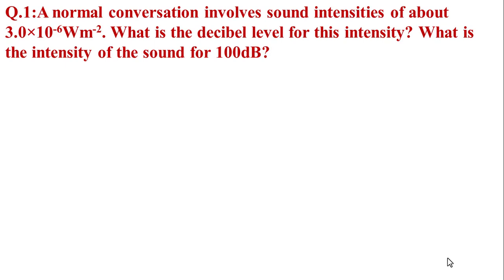In the first numerical, the given statement is: our normal conversation involves a sound intensity of about 3 multiplied by 10 raised to the power minus 6 watt per meter square. Now we have to find two things: what is the decibel level of this sound intensity, and what is the intensity of sound for 100 decibel.